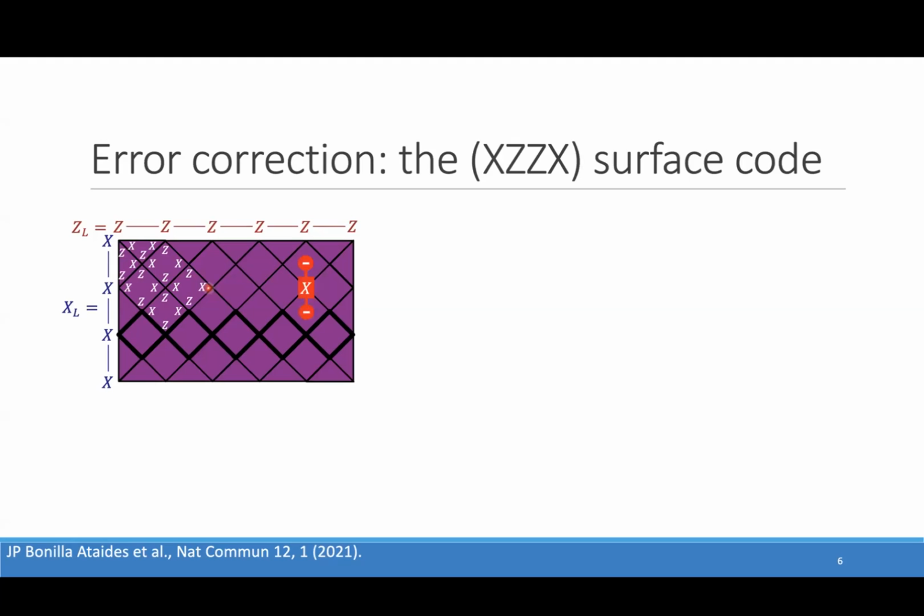And so if you just check, an X error on any qubit is going to anti-commute. It's going to flip the values of the stabilizers above and below. So we'll catch X errors by seeing minus signs above and below that X error. And similarly, we catch Z errors by seeing minus signs to the left and right of that error, because it flips those stabilizers.